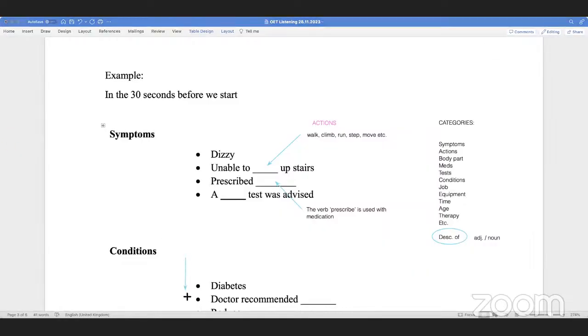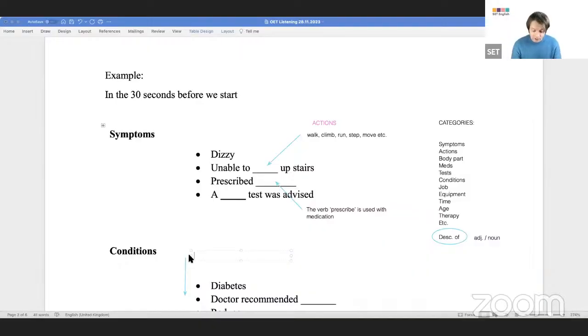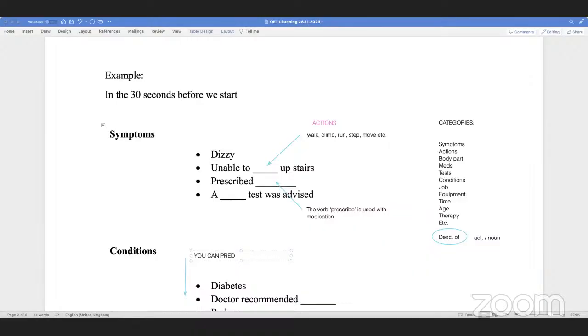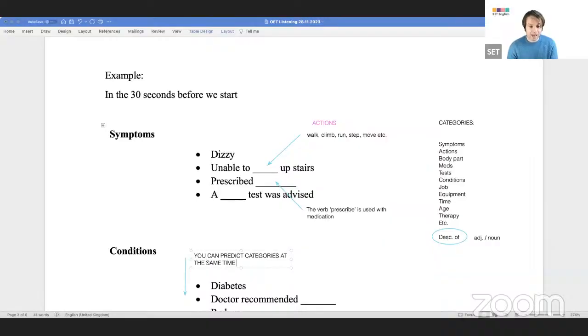Signpost category. Signposting. Not quite. What's the solution, guys? Let me just tell you. You can write down something. No, you can predict during the exam, at the same time as listening. Okay, you really can do it.